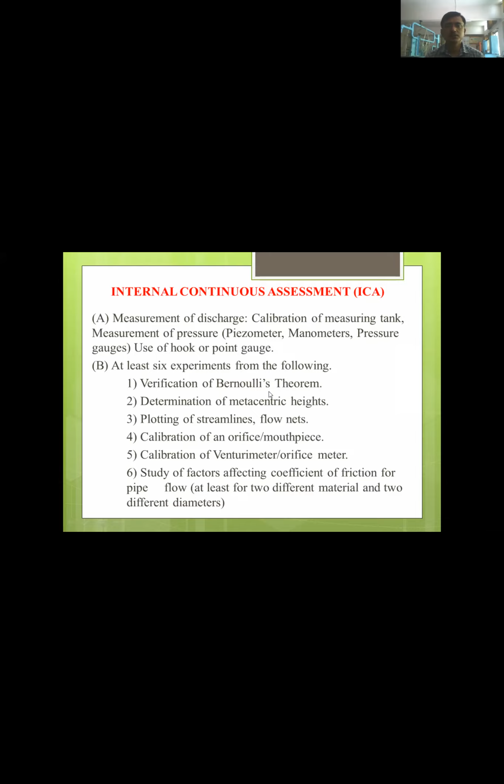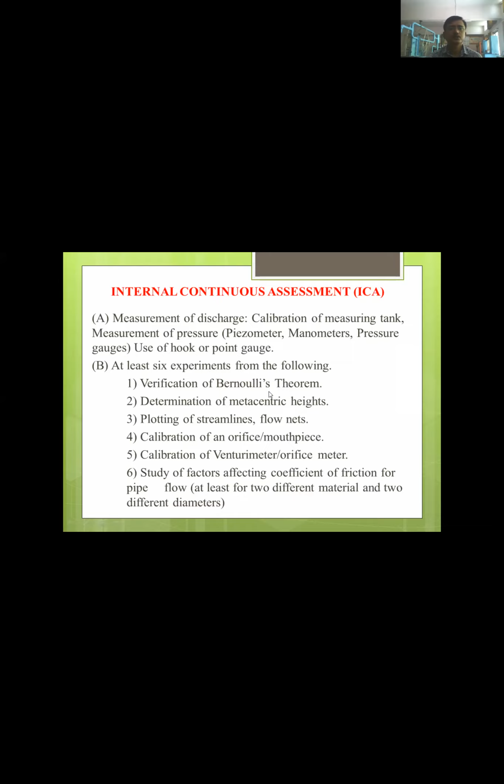For the measurement of fluid pressure, it may be water pressure, it may be air pressure. There are different types of fluid pressures, so how do we measure that pressure? For measurement of the pressure, we have different devices like the piezometer, manometers, and various types of pressure gauges. You are going to learn these pressure measurement devices in unit number 2, that is fluid statics. So this is our practical number 1.